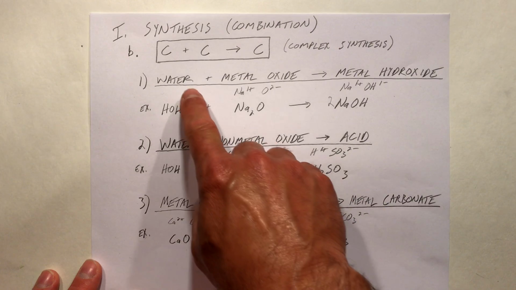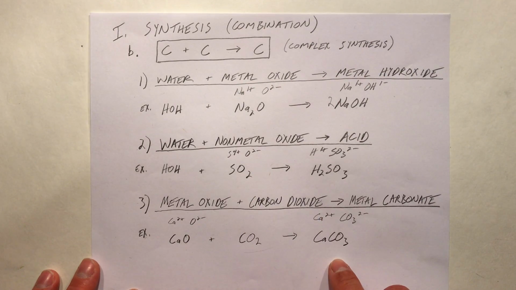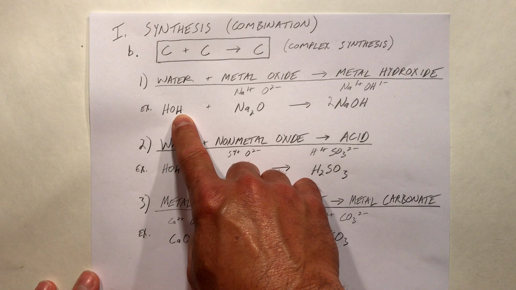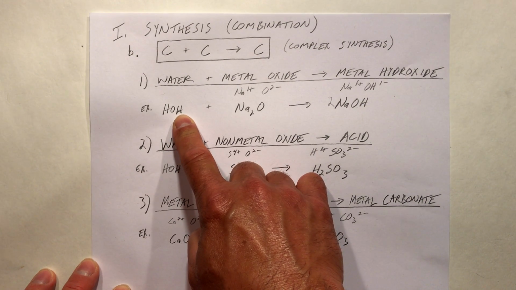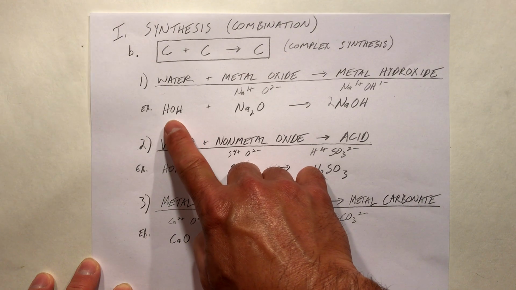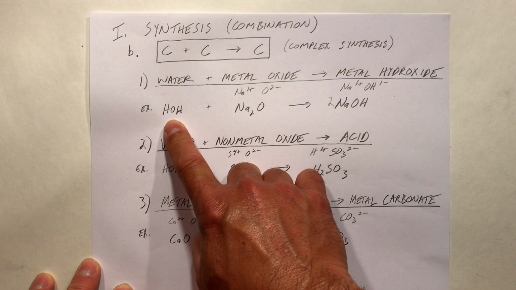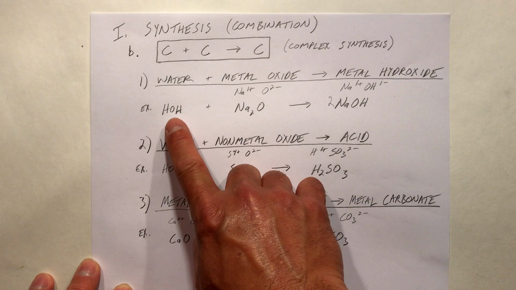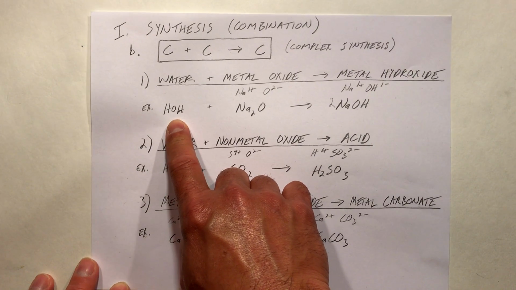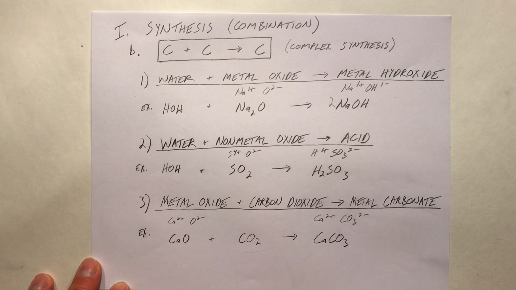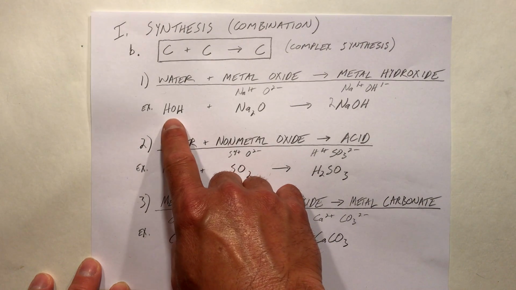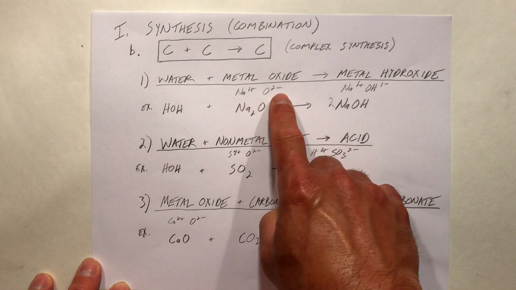Here's the first one. Water and a metal oxide forms a metal hydroxide. HOH is a better way to write water when we're writing chemical reactions. You can write water as H2O, and that's not incorrect, but it turns out that when water is broken apart into ions, it breaks apart into the H1+ and OH1- ion, the hydrogen and the hydroxide ion. So writing it as HOH makes it a little bit easier sometimes to treat it in reactions as H1+ and OH1-. All right, so when these combine, water and our metal oxide here is sodium oxide.